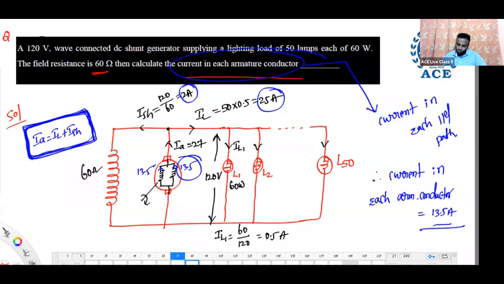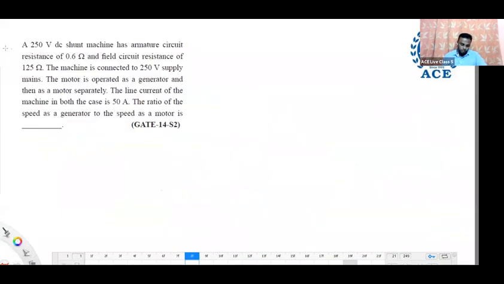Okay, next question. Say this question. A 250 volt DC shunt machine has armature resistance 0.6 ohm, field resistance 125 ohms. The machine is connected to 250 volt supply. That is, voltage is 250 volts. The machine is operated as a generator and then as a motor separately.